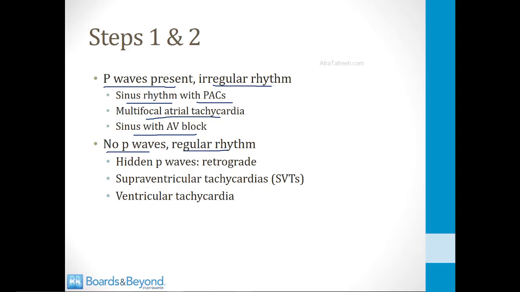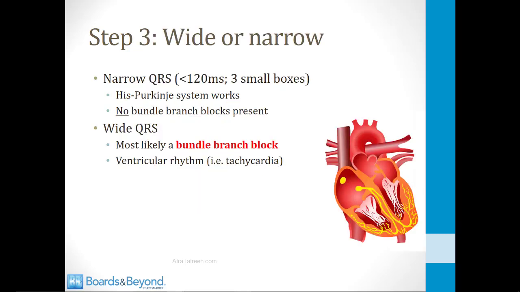If you see no P waves and the rhythm is regular, then it can be some of these things I've written on the slide here. There may be hidden P waves, which can be retrograde P waves. These are seen in supraventricular tachycardias and ventricular tachycardias. These are relatively uncommon, but these are the possibilities when you see an absence of P waves in a regular rhythm. So step 1 when you look at an EKG is to decide whether the P waves are present.